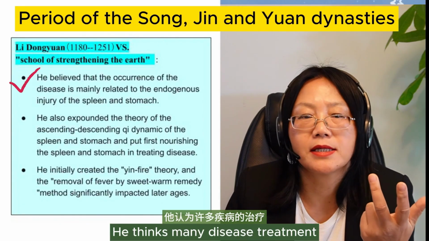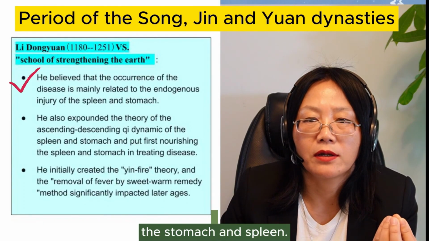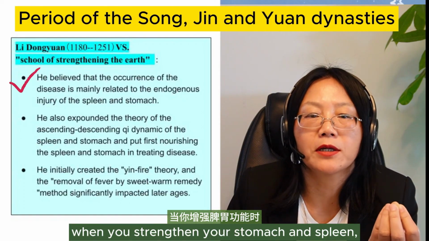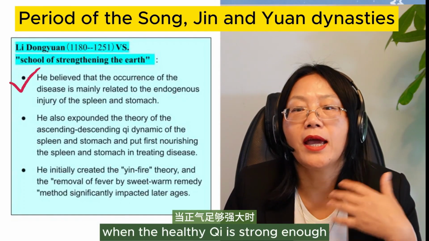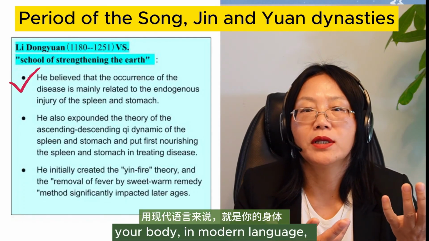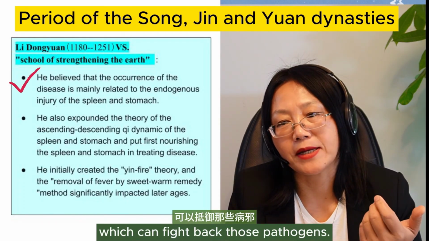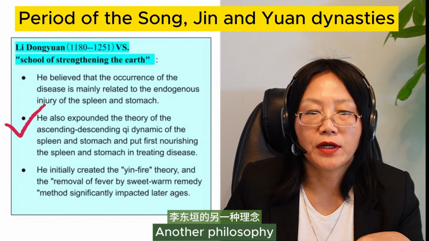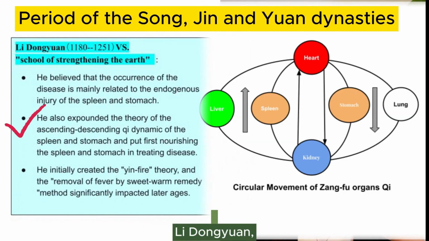He thinks many diseases started with strengthening the stomach and the spleen. When you strengthen the stomach and the spleen, you foster the healthy qi. When the healthy qi is strong enough, your body, in modern language, would have a strong immunity, can fight back those pathogens.